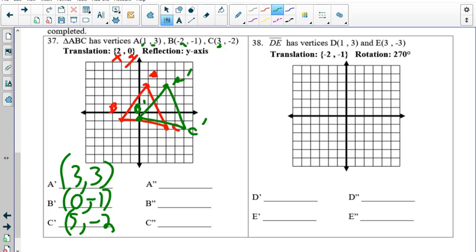Now a reflection across the y-axis. Where's the y-axis? Right here. So we're going to count and go the other direction. So A prime is 1, 2, 3 to the right, 1, 2, 3 to the left. So here's A double prime. C prime, 1, 2, 3, 4, 5, 1, 2, 3, 4, 5. Here's C double prime, and B double prime is easy because it's on the line.